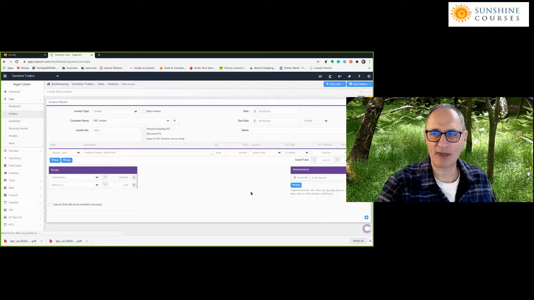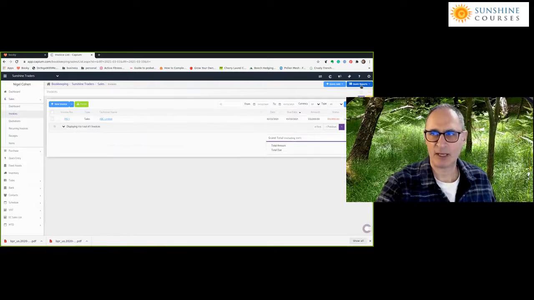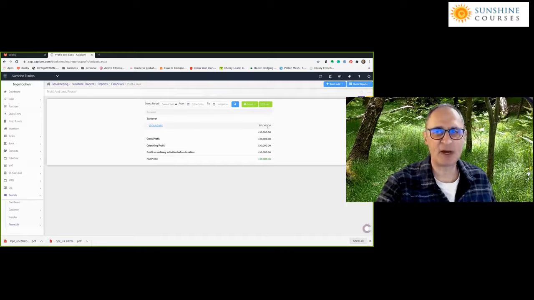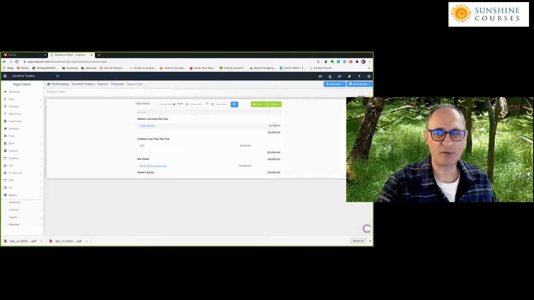Let's just have a quick look at the accounts. Let's look at the profit and loss account. The profit and loss account, despite us invoicing £12,000, only shows £10,000 because it distinguishes what our sales are from the money we owe to the government. Let me look at the balance sheet now. The balance sheet shows debtors of £12,000, and it's also calculated the creditor of £2,000.